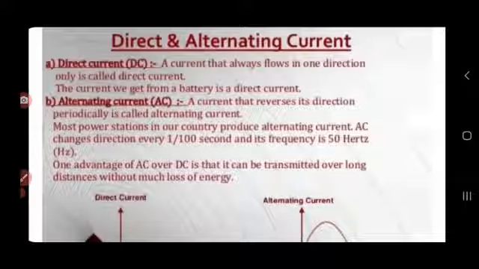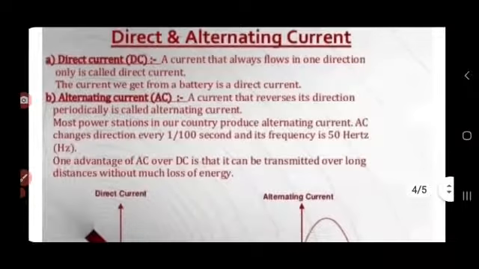And alternating current means current whose magnitude is changing continuously and direction is changing periodically is called AC or alternating current. You see the diagram over here. On the x-axis we represent time, and on the y-axis we represent current. You see, at the first time current is 0.